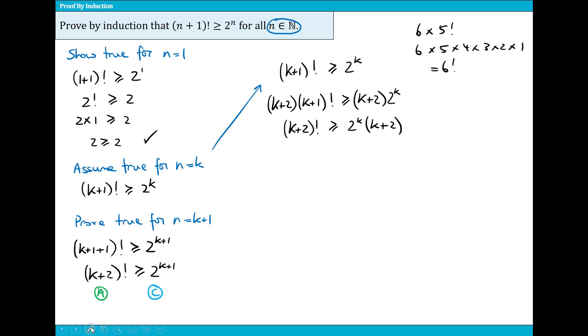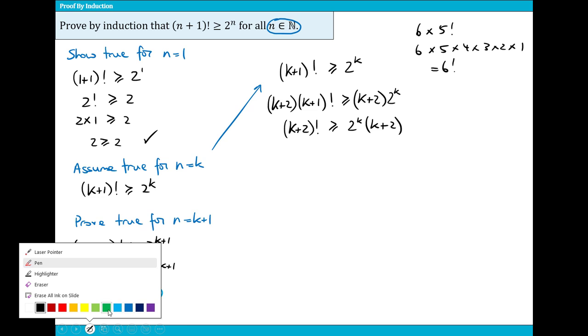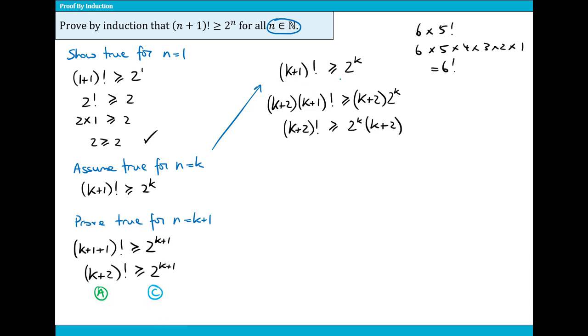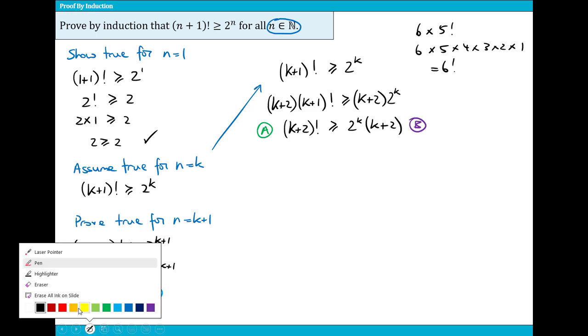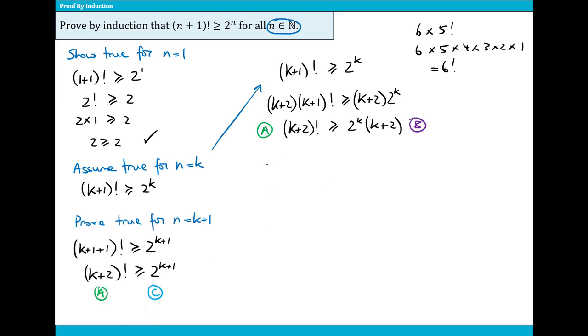Okay, so with that said, what I have now is the left-hand side of the assumption. I've adjusted the assumption to multiply both sides by k plus 2. The left-hand side of the assumption, I'm going to say that A, because that's the same as the left-hand side of what I'm trying to prove, is bigger than or equal to, let's call this B. And with an inequality proof, what we're trying to do is show that A is bigger than C. We've now shown that A is bigger than or equal to B. And so if I can show that B is greater than or equal to C, then A will be bigger than or equal to C.